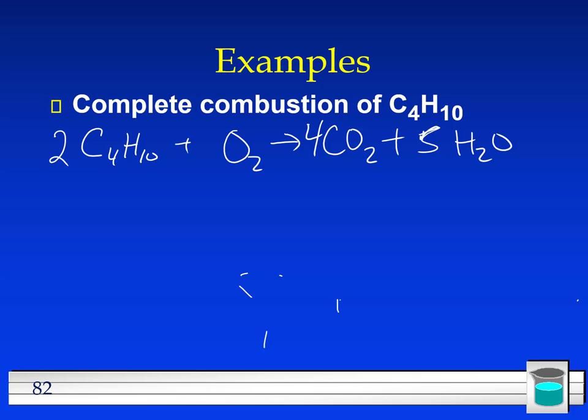So that means I'm going to go back and double that first one to make my odd numbers go away. So I now don't have 4 carbons, I've got 8. So I need 8 CO2s. I've got 20 hydrogens, so I need 10 waters. And now I've got 16 and 10 is 26 oxygens. And I can get 26 oxygens by having 13 O2s.